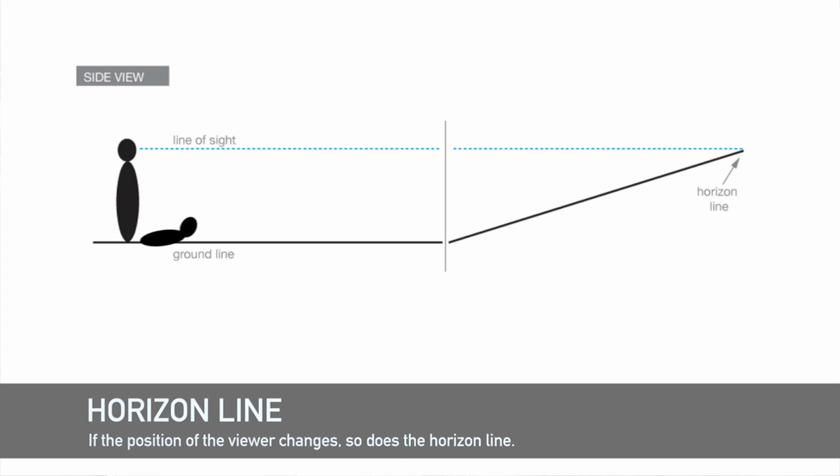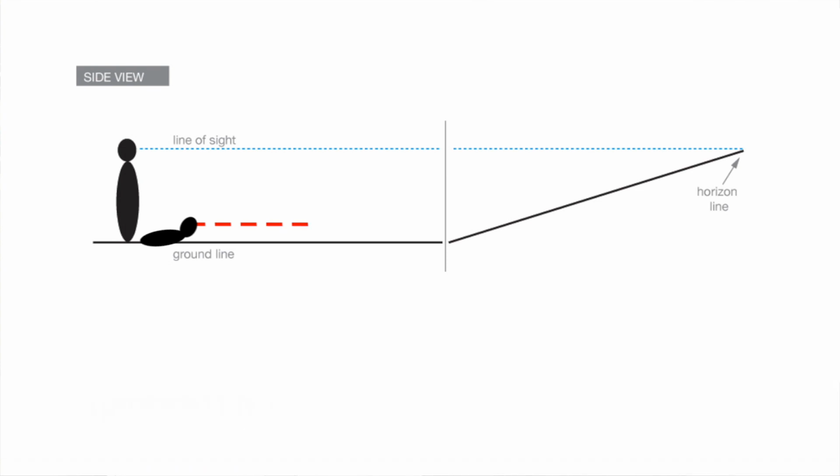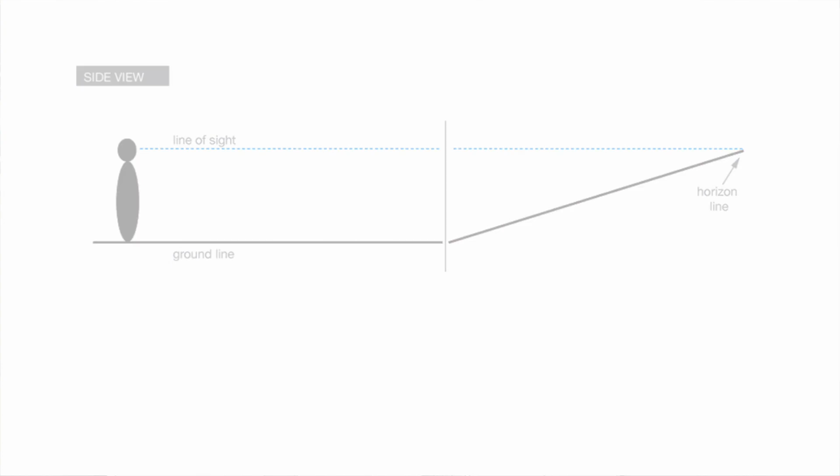So for example, if the viewer lays down and is on the ground, their line of sight and the horizon line will drop below. The same thing happens if the viewer is high atop a tall building. The horizon line moves up as well.